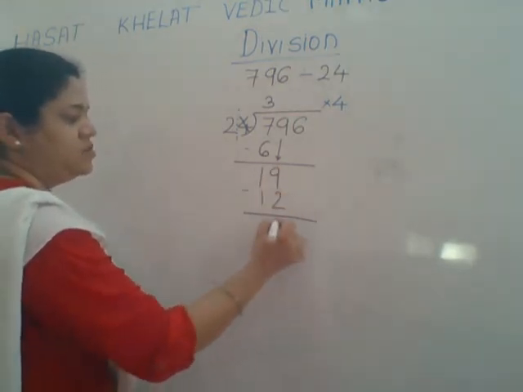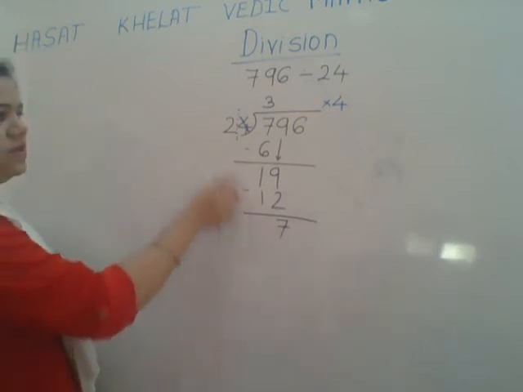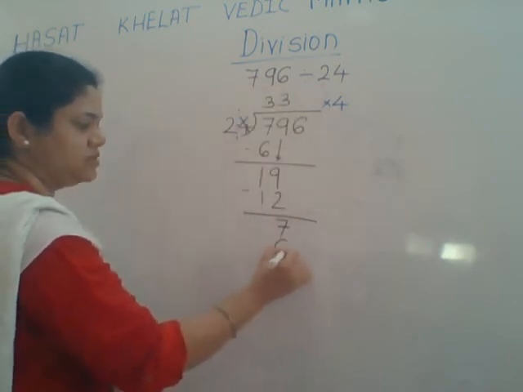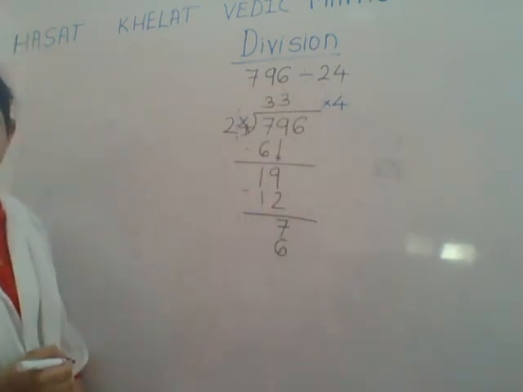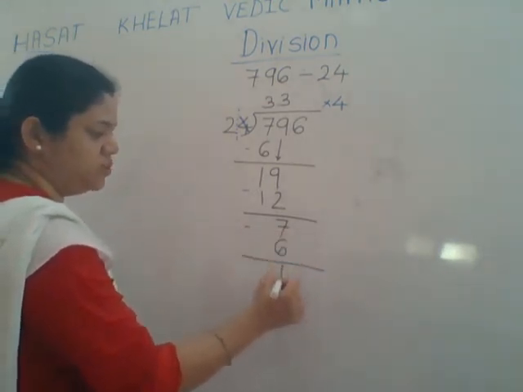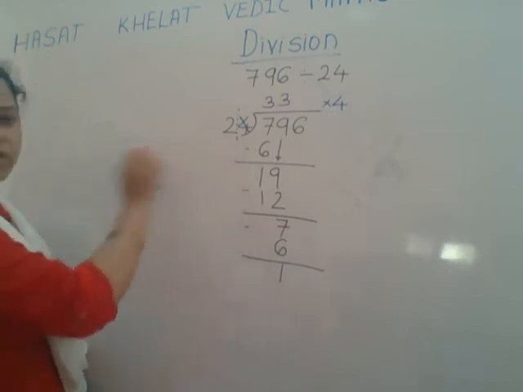Now 19 minus 12, 7. This number is divisible by 2. 2 3s are 6. 7 minus 6 how much? 1. Now 1 is not divisible by 2.